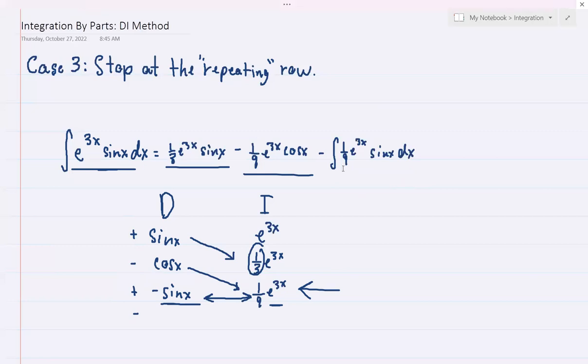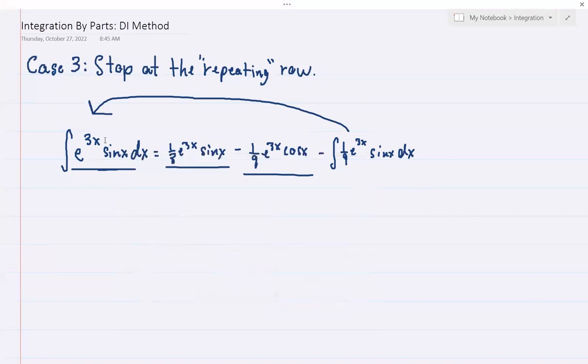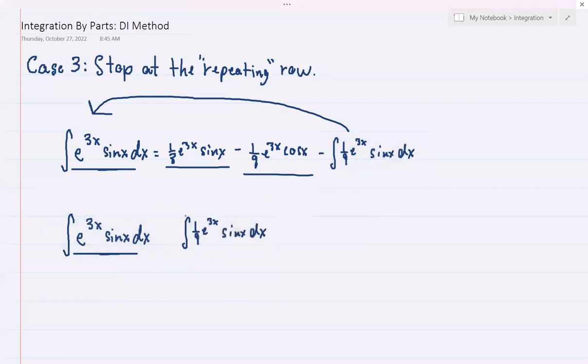As you can see, since we have e raised to 3x sine x and we have e raised to 3x sine x on the third term, we can combine them by putting this one on the left side. So we will copy, paste, there you go. Then this one as well, but this would be positive since I've transposed it to the left side. So we will put it here and add them together.